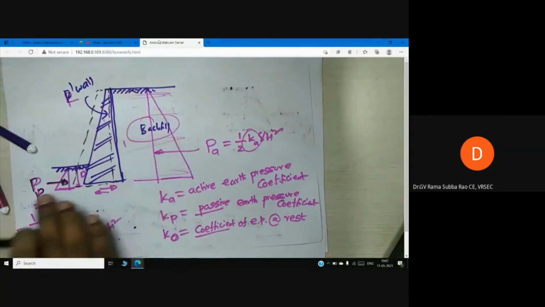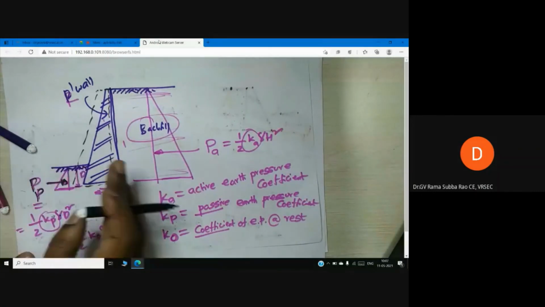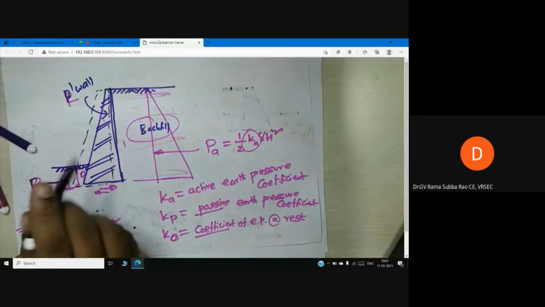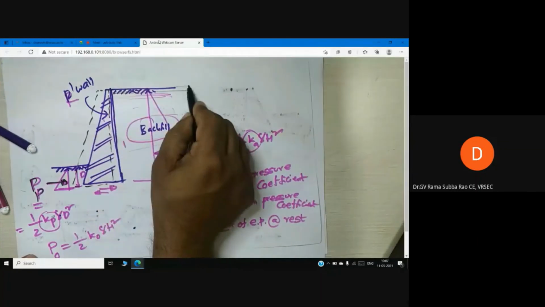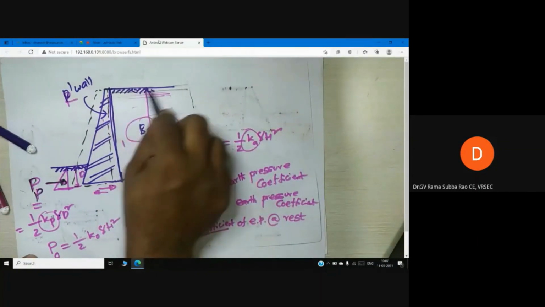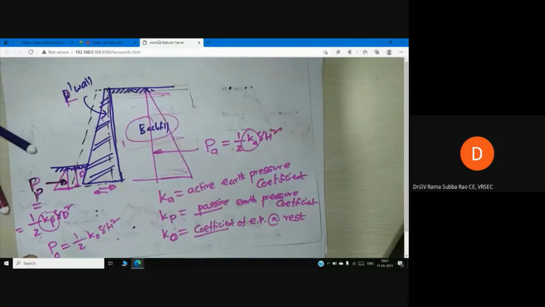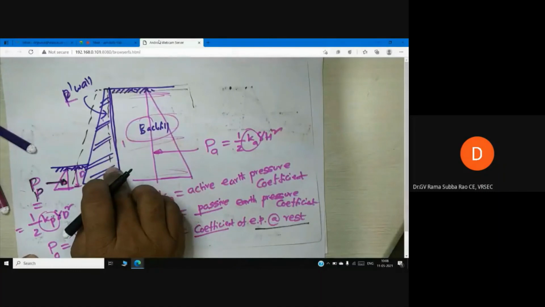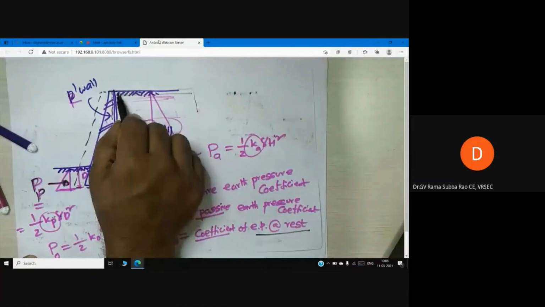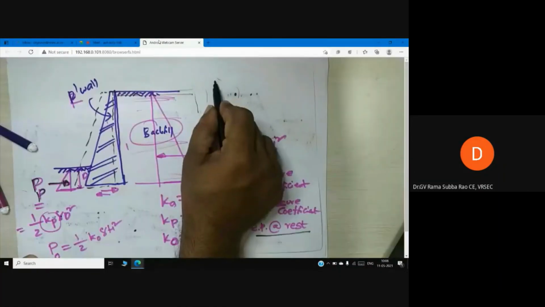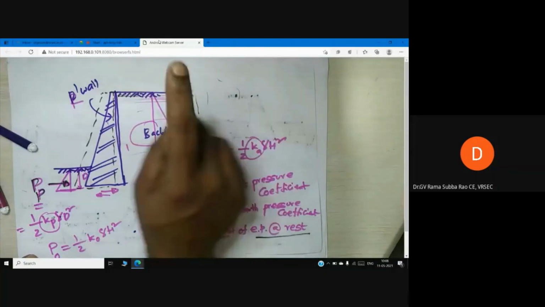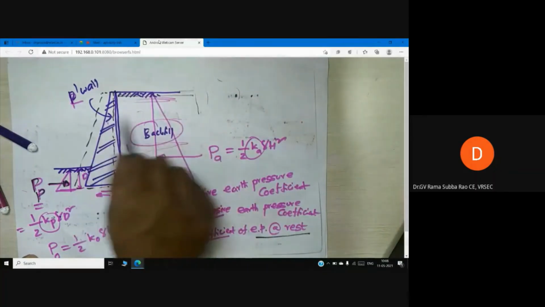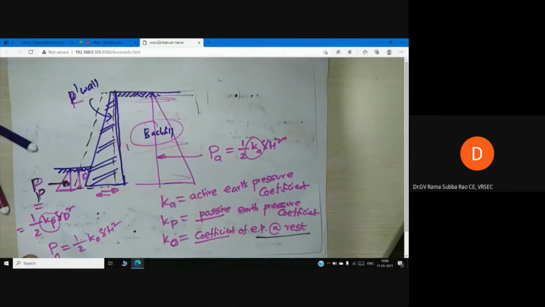Now, there may be excessive active or passive force, whatever. Then we connect this with other structures, so the soil is not moving. That is what I would like to call at rest. If you are not allowing the wall to move, it should be rigidly connected. You construct one beam and connect with the neighboring structure. Then there is no chance of movement of the wall. Then I would like to call it at rest, K0. K0 means zero. Zero means no movement of wall.